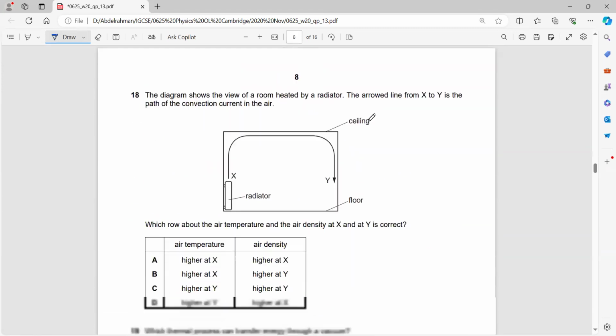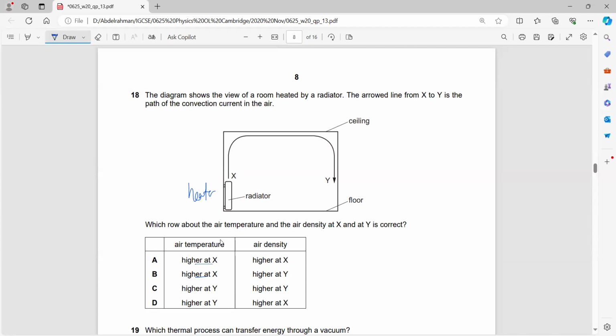Question 8. X and Y. The air temperature and the density. At which points is the air temperature higher? This is a radiator, it's a heater. At which points is the temperature higher? Definitely at X. The temperature is higher at X.